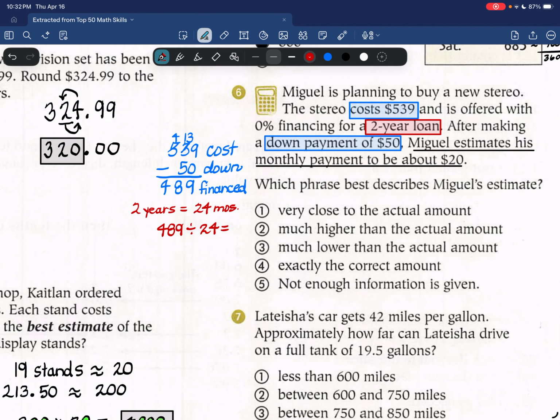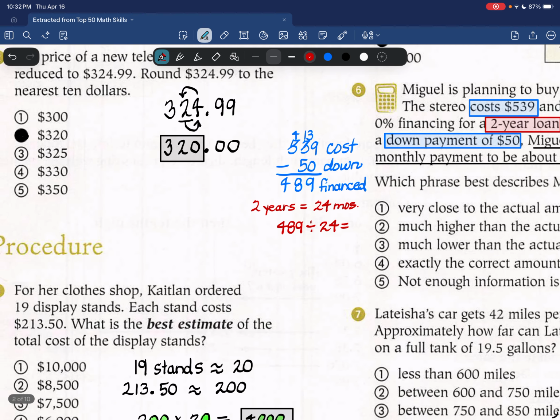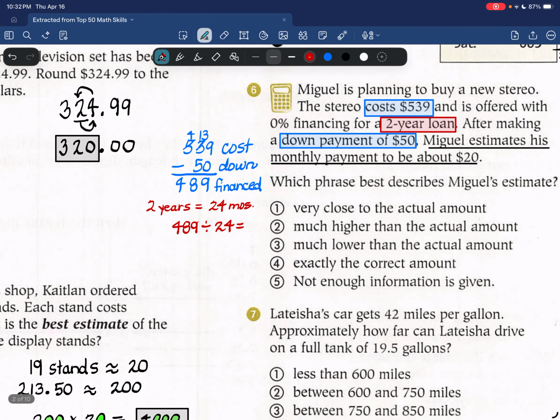489 divided by 24. And just as I say that, I am going to have to do it longhand. I don't have, oh wait, I have my cell phone. Let me do that calculator. I did not grab my Casio. I will before I go much further, because if they'll allow me to use it, I'm going to use it. And I got $20.375. So his actual payment would be $20.38.